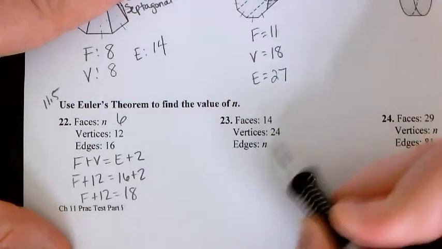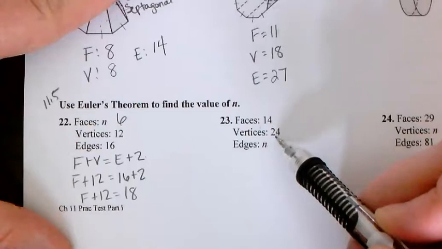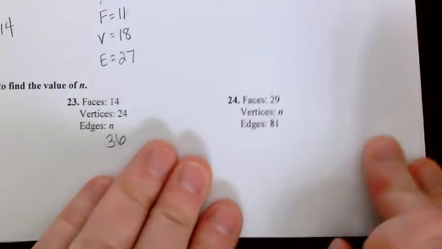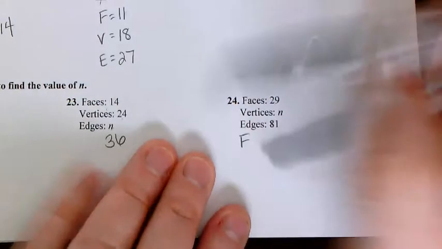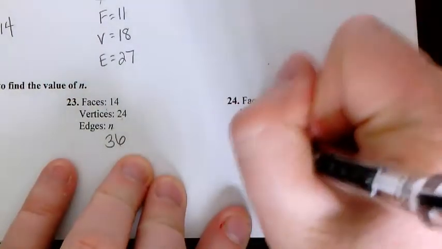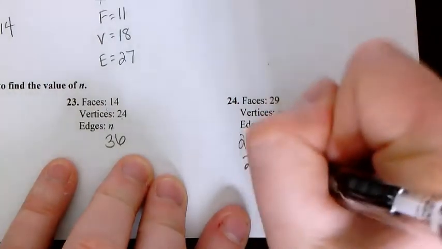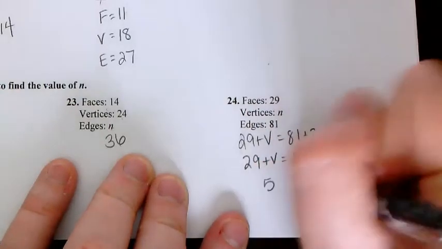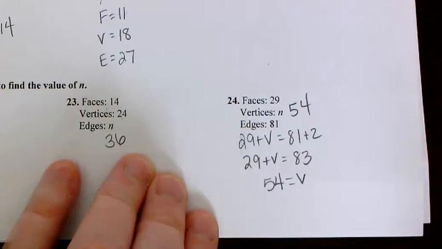Faces plus vertices equals edges plus 2. So based on Euler's theorem right here, I'm going to take these two numbers, add 38. So I get 38 minus 2 gives me 36. Once again, so working backwards, you take your edges plus 2 and subtract your faces is the quick way, but if we don't remember, 29 plus vertices equals 81 plus 2, so 29 plus vertices equals 83. Subtracting 29 from both sides, you get 54 equals vertices, so the answer is 54. That's 11.5.